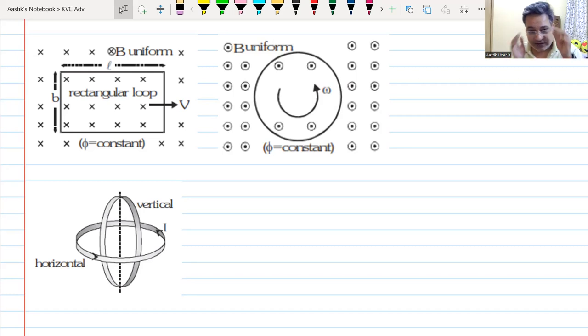That change of area will be known as the motional EMF. 99.99% of the questions will be covered. 0.001% of the questions will be coming from the third part, which is the change in magnetic field. So we will wind up tomorrow this entire part of EMF, and then we'll finish EMI and move on to induction.